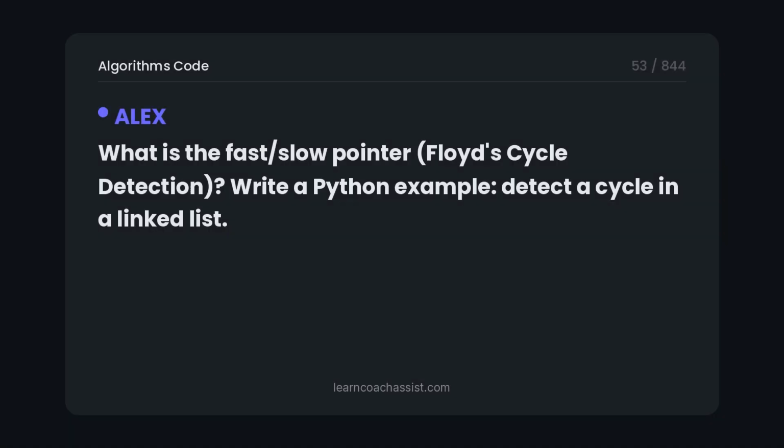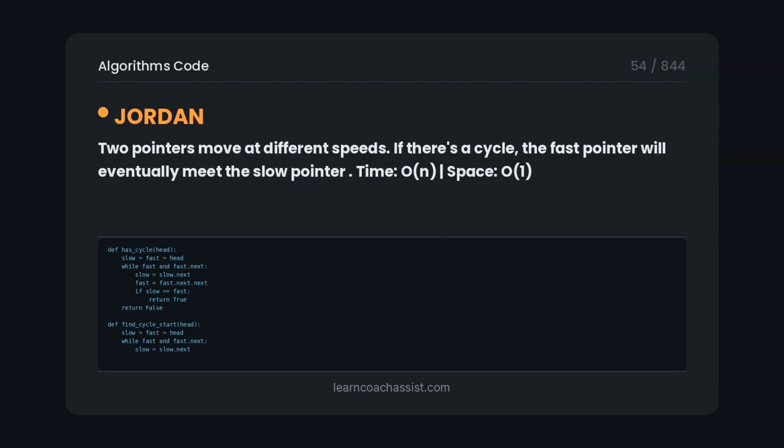What is the fast/slow pointer technique, Floyd cycle detection? Write a Python example: detect a cycle in a linked list. Two pointers move at different speeds. If there's a cycle, the fast pointer will eventually meet the slow pointer. Time O(n), space O(1).